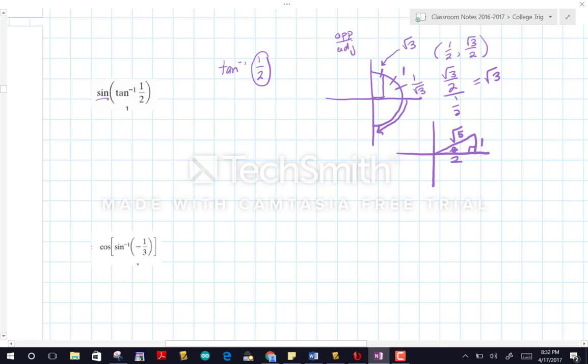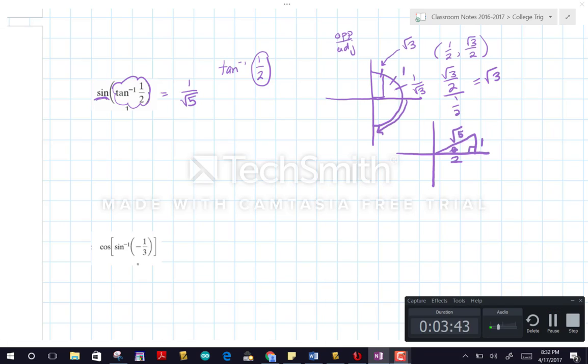So if you go back to our problem, remember that we're looking for the sine of the angle whose tangent is 1/2. And so that's this angle that we just drew right here. And so knowing that sine is opposite over hypotenuse, the answer to this problem is 1 over root 5, which we can rationalize if we want to.